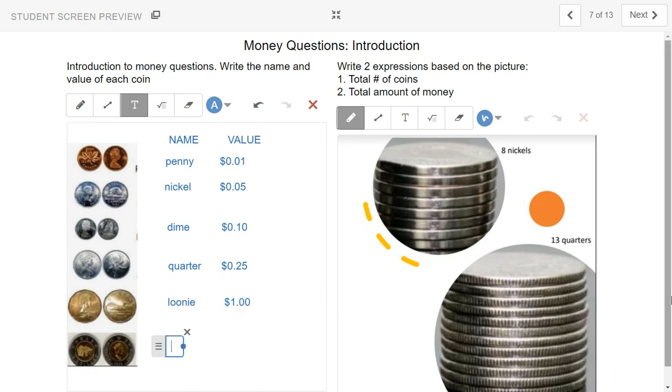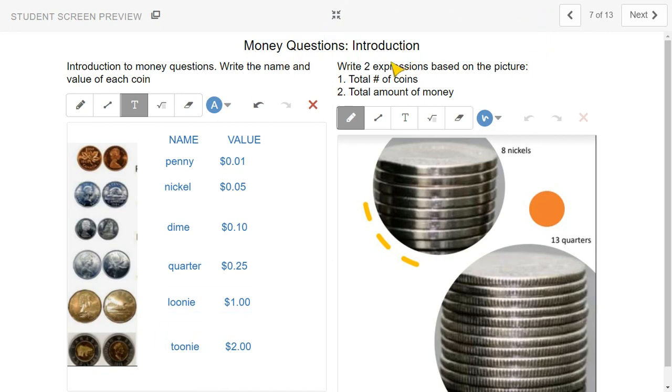And finally, we have the toonie. $2. It's got a polar bear on it, but the reason it was called a toonie is so that it would match the name loonie.